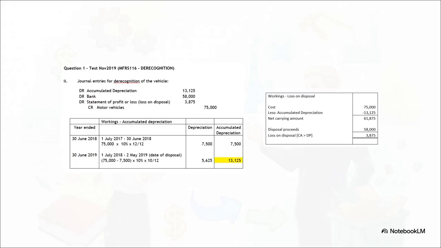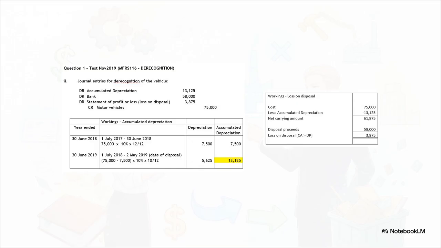But listen closely, because here is a massive trap where so many diploma students lose marks. You cannot, I repeat, cannot, just use the depreciation from last year. You must calculate the exact accumulated depreciation right up to the specific date of disposal, which in this story is the 2nd of May 2019. This means patiently calculating the depreciation for those final 10 months. Our workings here show the accumulated depreciation totals 13,125.